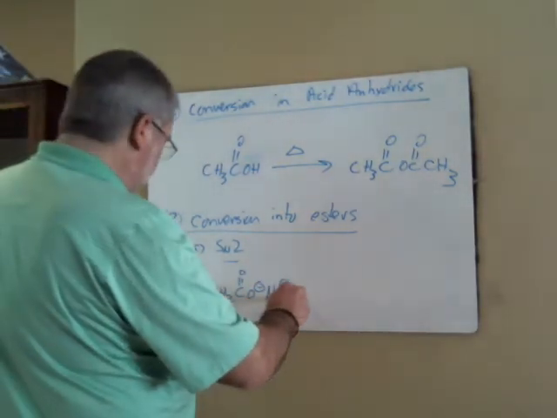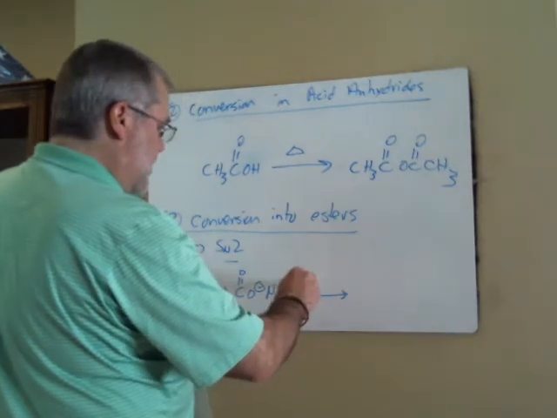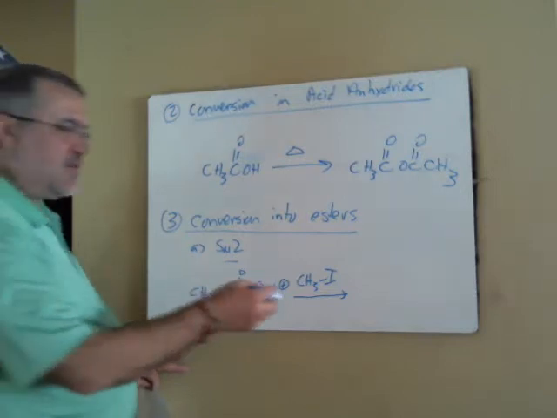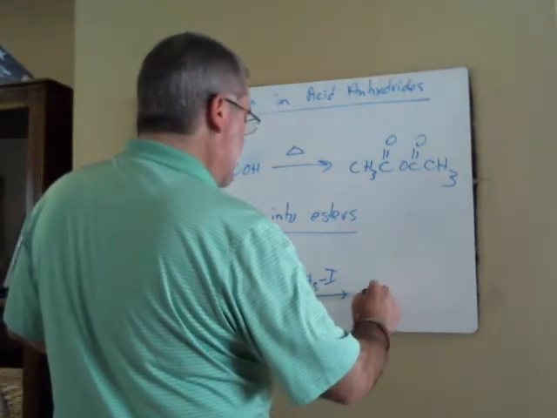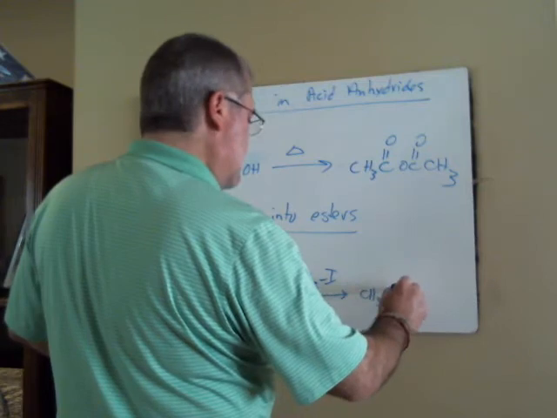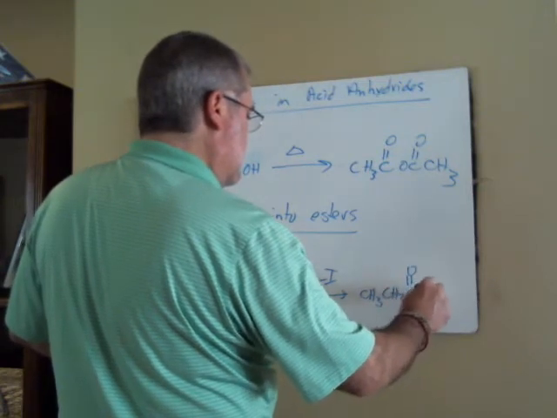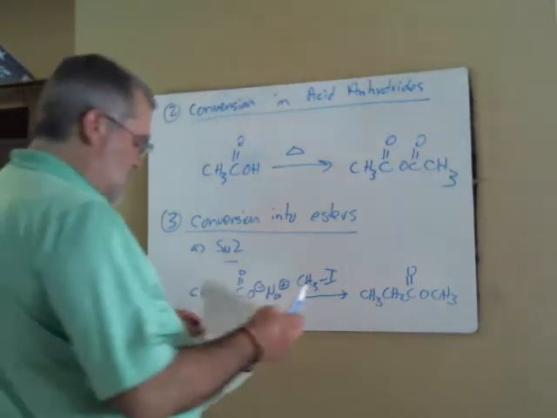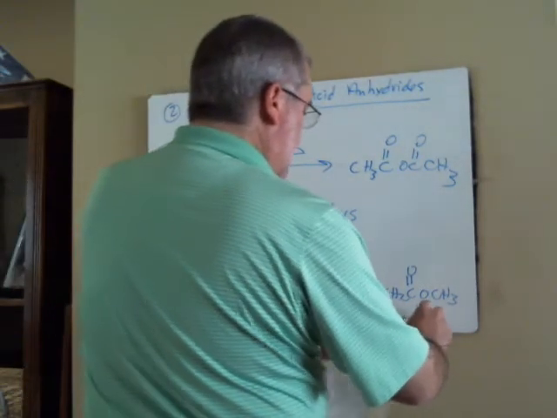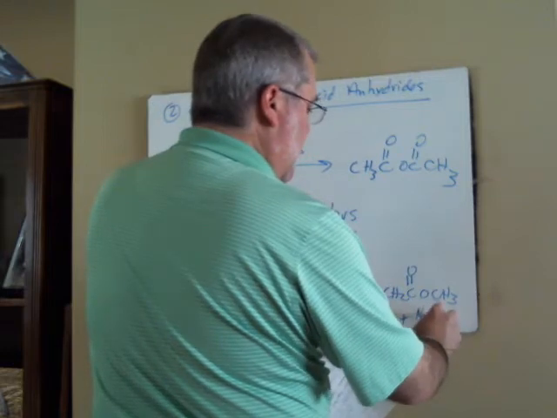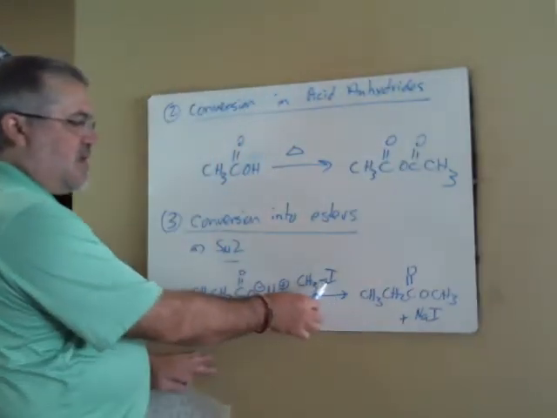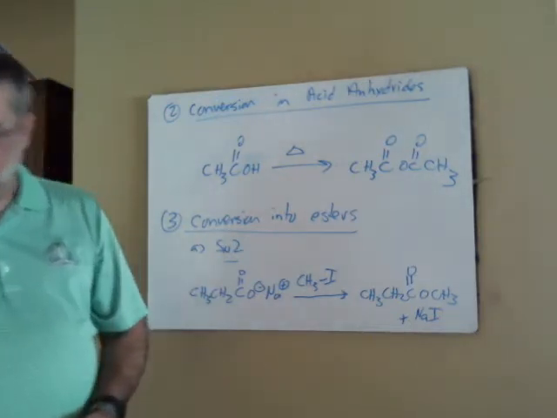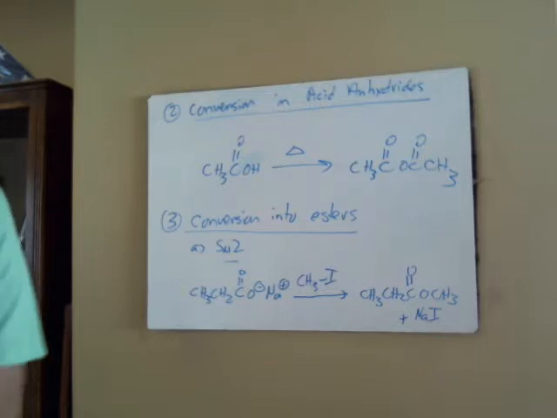Okay? And then once you form this, you can treat it with an alkyl halide, in this case methyl iodide, and you're going to form the ester, like that. All right? And then what else are you going to form? Just to keep up with things, the counter ion is then going to be with the iodide. Okay, simple SN2 reaction. These work, but there's a limitation.